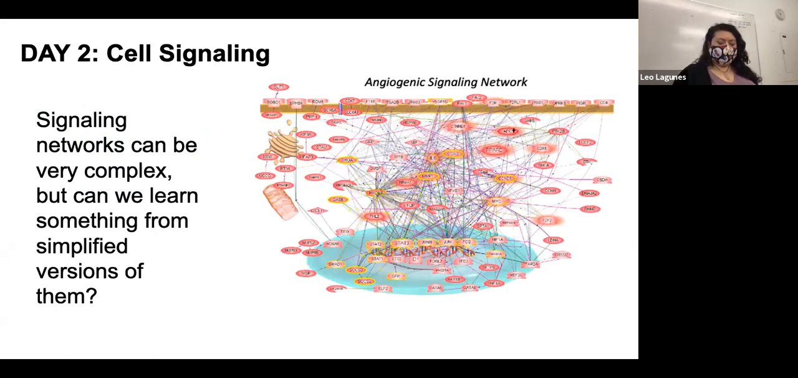Okay, so like we said at the beginning, signaling networks can get really complicated very quickly, but I believe we can still learn a lot from some simplified versions of them. For example, in the androgenic signaling network, there's a lot of moving parts, and that's essentially how cells work. There's a lot of things happening simultaneously, but we can still learn something if we focus on some of the key players or the big aspects of the pathway. But hopefully I can convince you that you can also learn something from a simplified version of a signaling pathway.